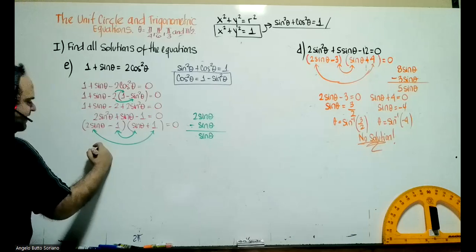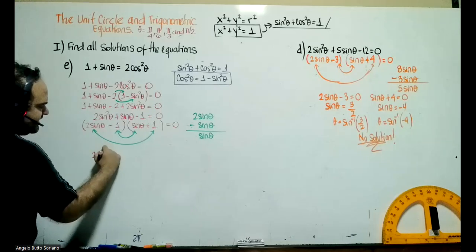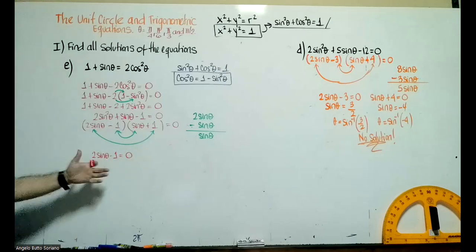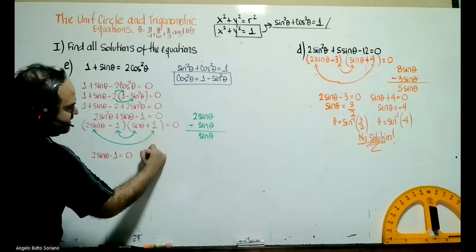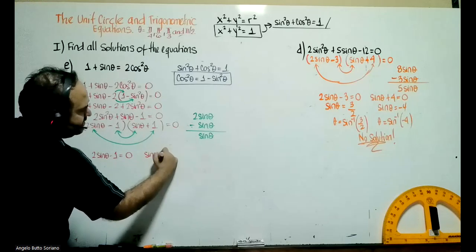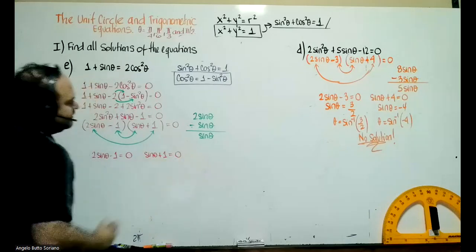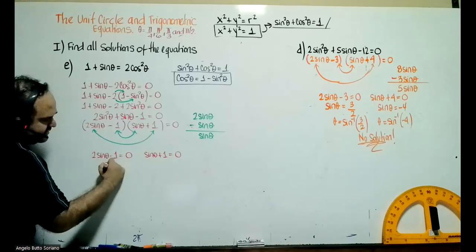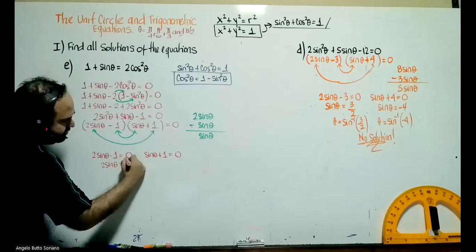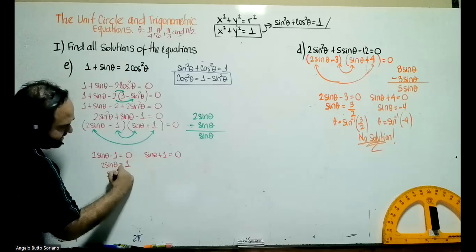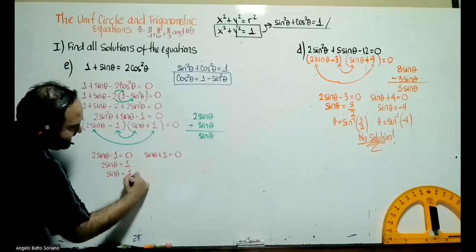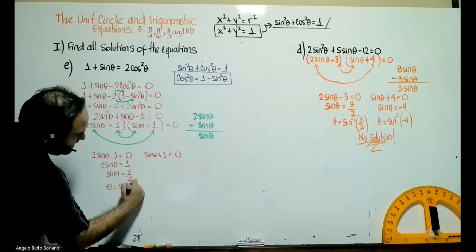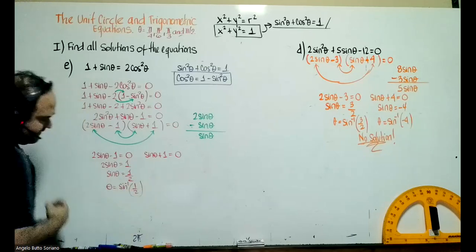So let's finish this. 2 sine theta minus 1 will be equal to 0. Remember the null factor theorem. On the other hand, sine theta plus 1 will be equal to 0. Solving for sine theta, 2 sine theta equals 1, so sine theta will be equal to 1/2. For that reason, theta will be arcsine of positive 1/2.